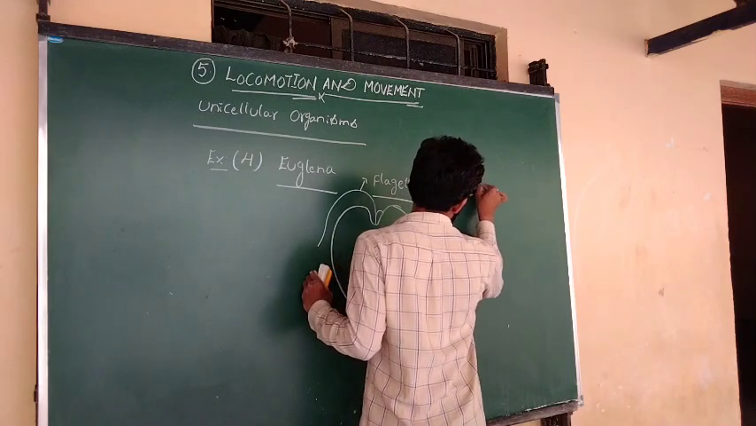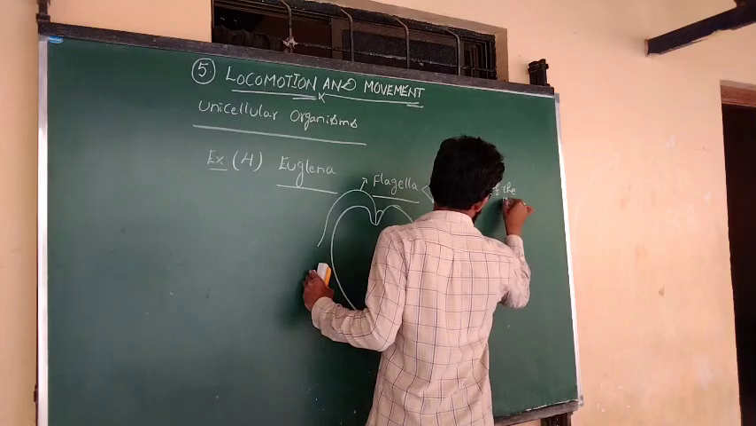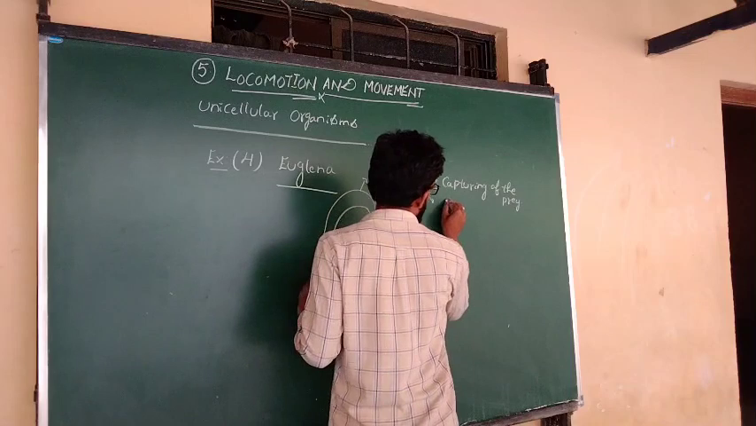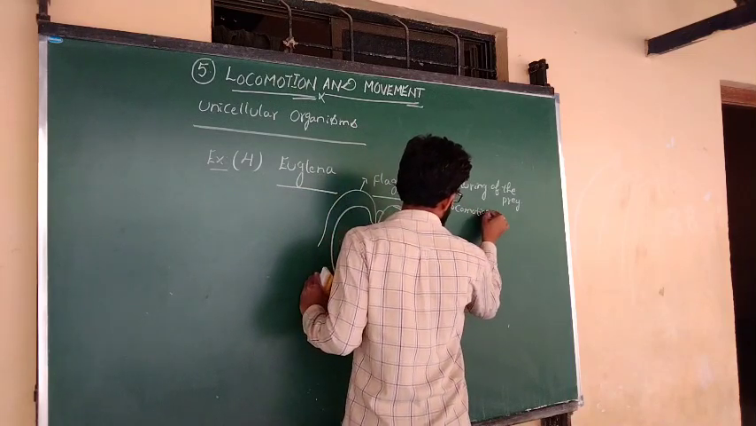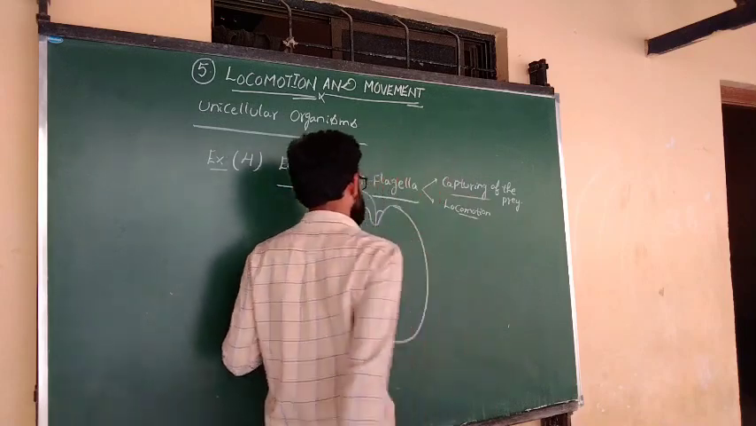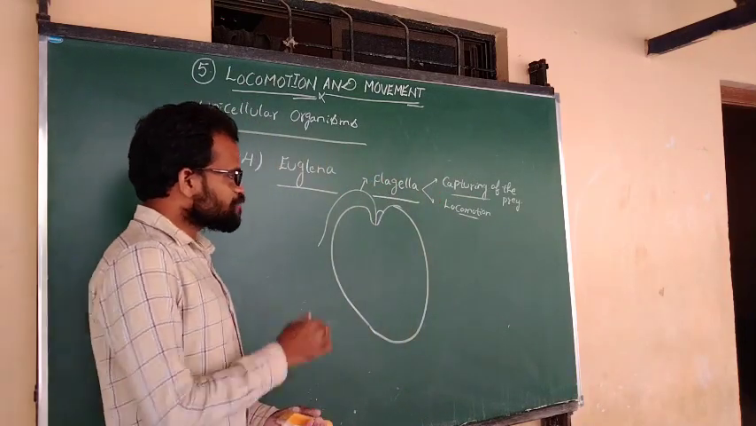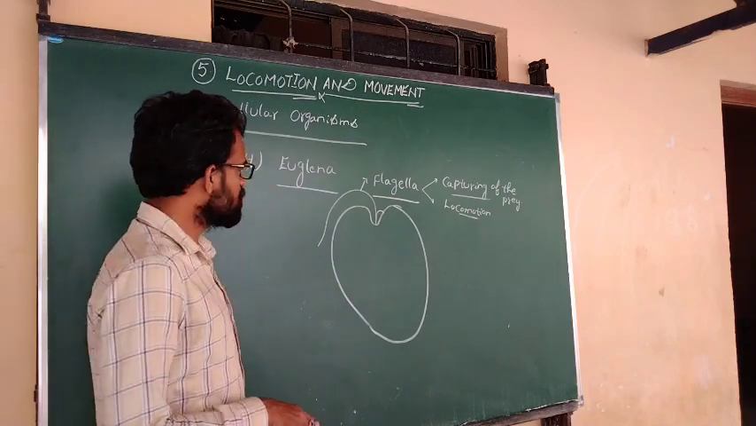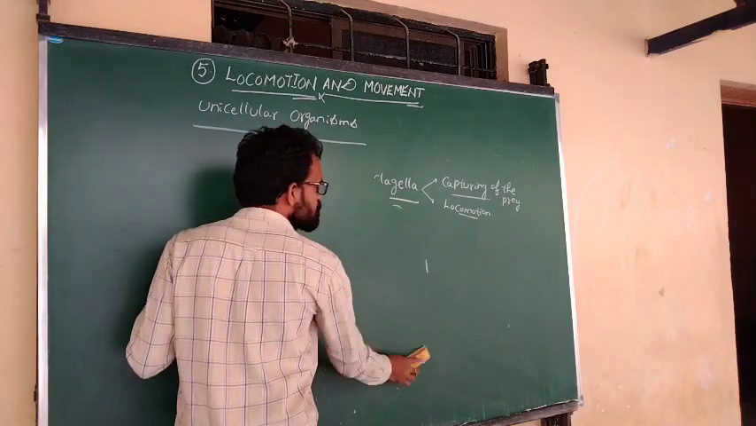Capturing of the prey and also helpful for the locomotion. If you observe the Euglena, flagella help in capturing the prey and also in locomotion. These are the unicellular organisms.